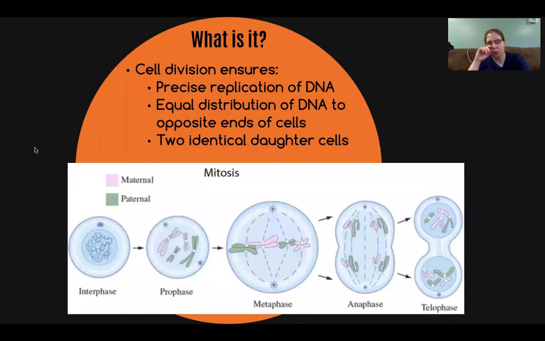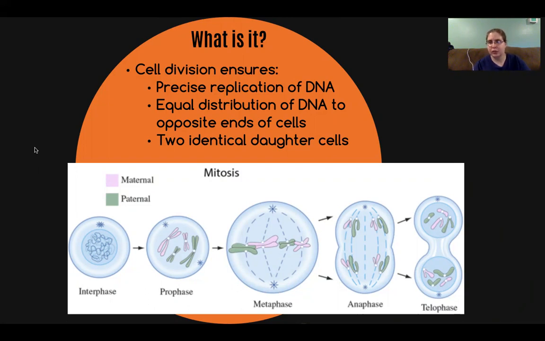All right, so what is the cell cycle? Well, first of all, it's oftentimes known as cell division, and that's simply when one cell grows big, then divides into two. And this is a very important process because the cell cycle makes sure that there's precise replication of the DNA, so you have an extra copy of it. And then it equally distributes the DNA to opposite sides of the cell so that when the division occurs, you end up with two identical daughter cells.